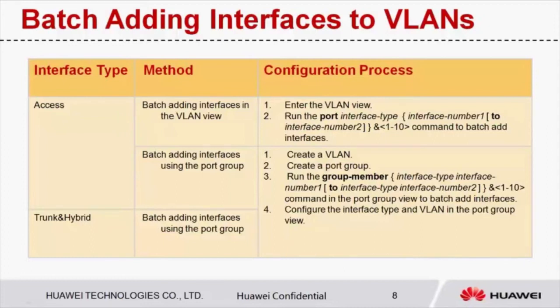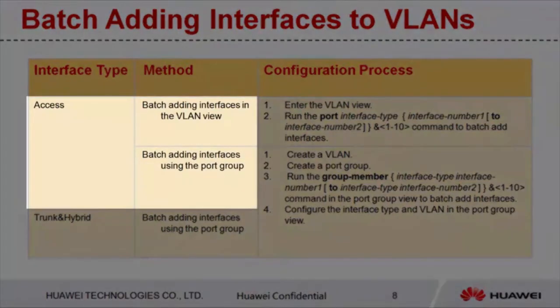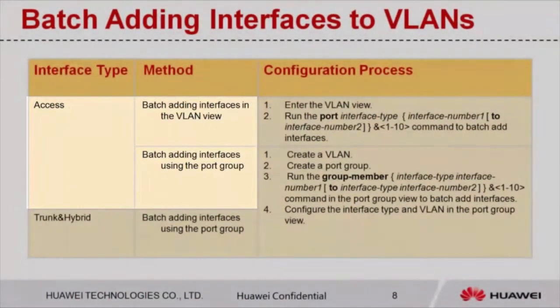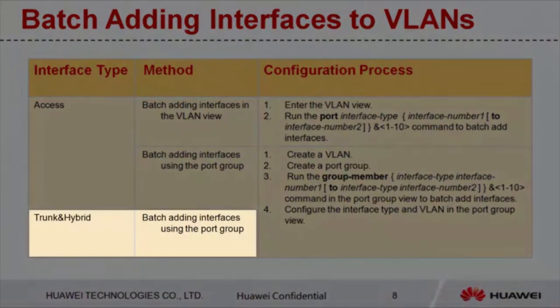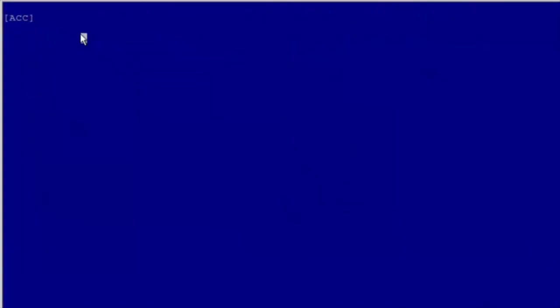The methods are different depending on the interface type. For an access interface, we can batch add interfaces to a VLAN in the VLAN view or using the port group. For a trunk or hybrid interface, we can batch add interfaces to a VLAN using the port group. I'll give you a demonstration.